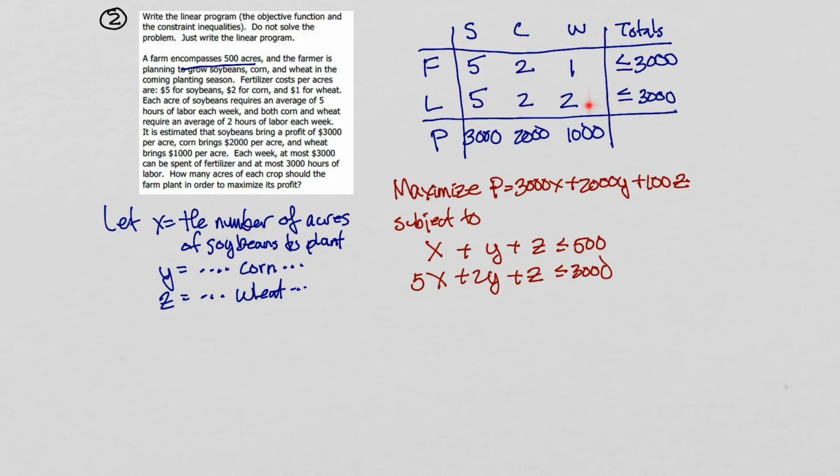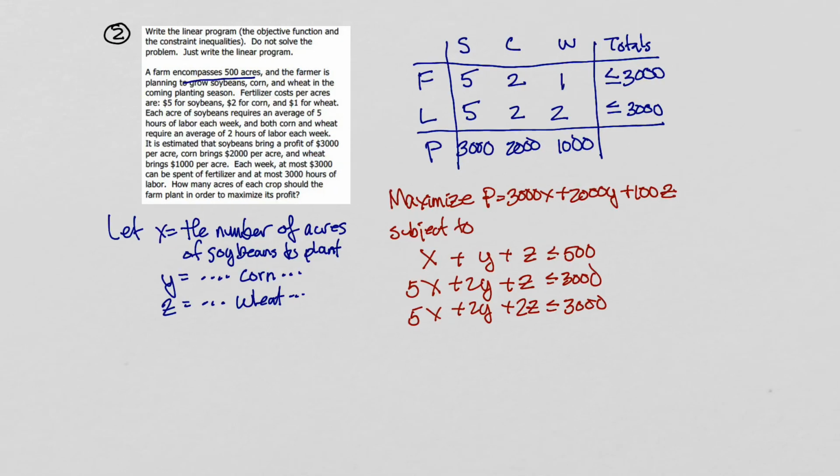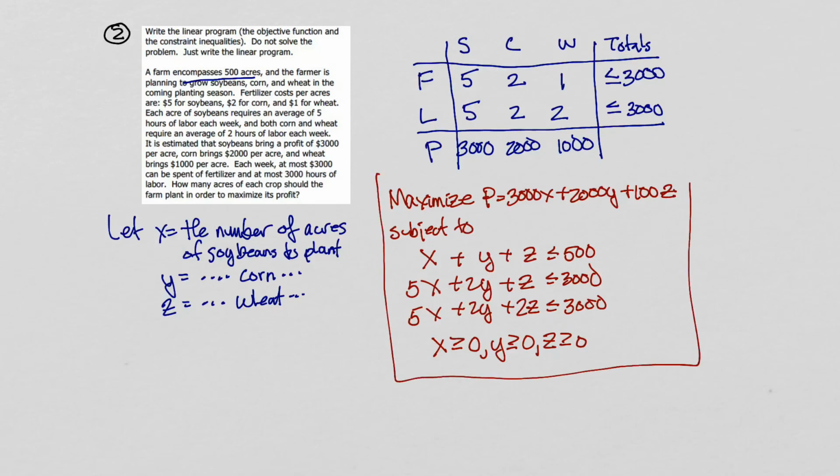And then finally, let's write this one right here. That's going to be 5x plus 2y plus 2z, and that's less than or equal to 3,000. And then, of course, we're always going to have these non-negativity constraints. X is greater than or equal to 0, y greater than or equal to 0, and z greater than or equal to 0. So here is our linear program.